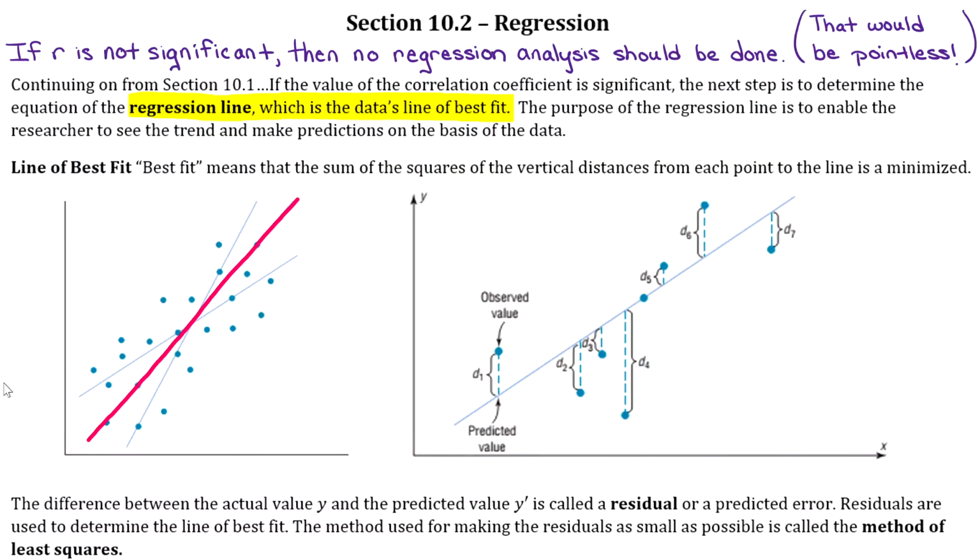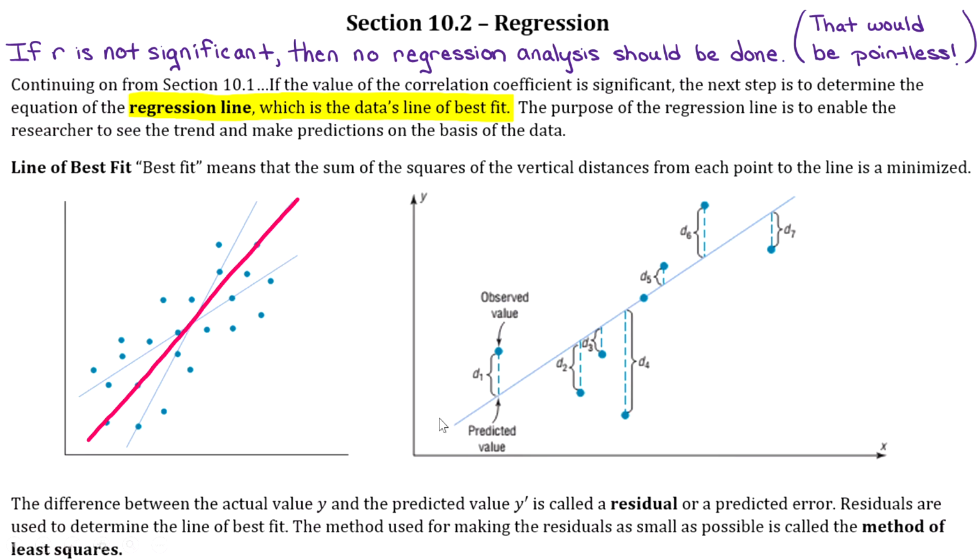So there is a mathematical way to determine this line, and the math definition of best fit is given up here. It says that best fit means the sum of the squares of the vertical distances from each point to the line is minimized. So what does that mean? Well, we have a visual here we can look at.